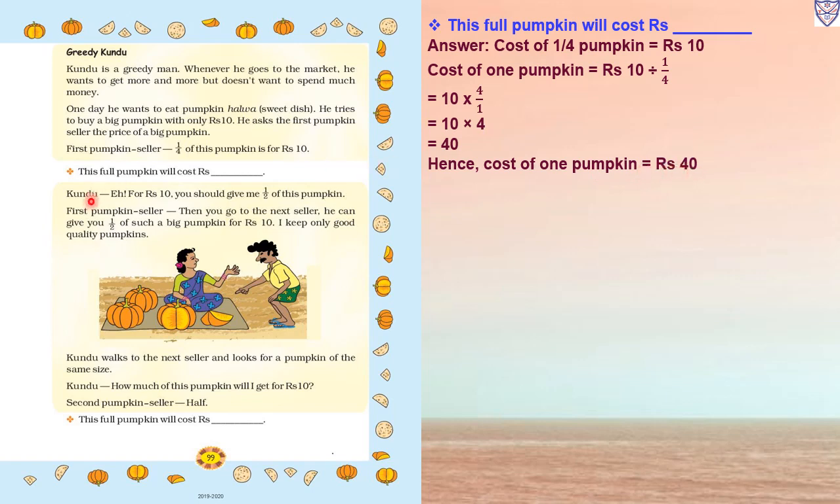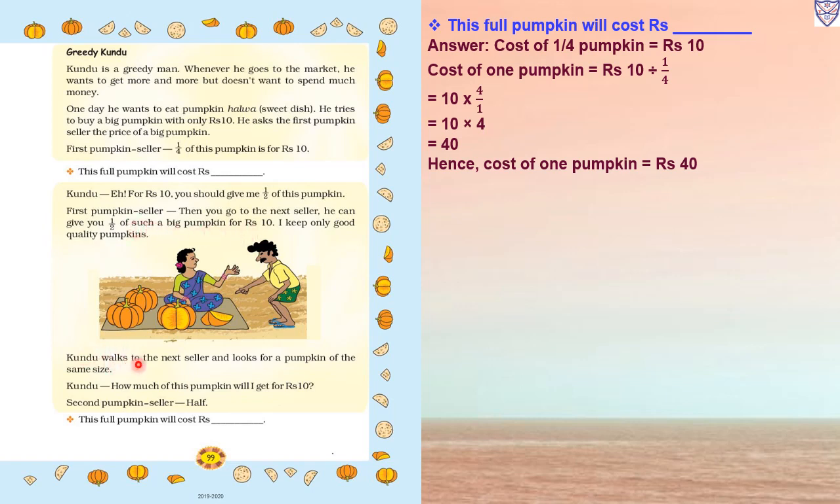Now Kundu says, hey, for rupees 10 you should give me half of the pumpkin. Now he is asking again, okay, you can give half of this pumpkin for rupees 10. What is the seller replying? Then you go to the next seller, he can give you half of such a big pumpkin for rupees 10. I keep only good quality pumpkin. So he refused, okay, I will not give you. You go to the next seller.